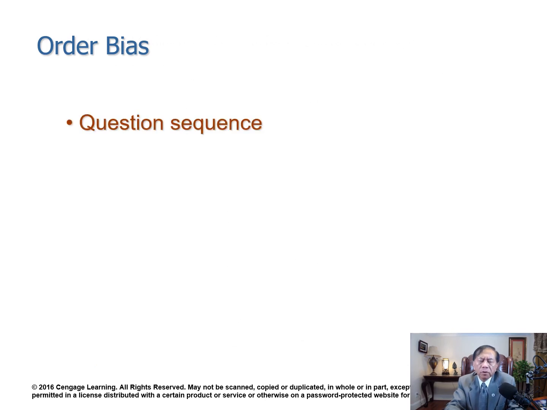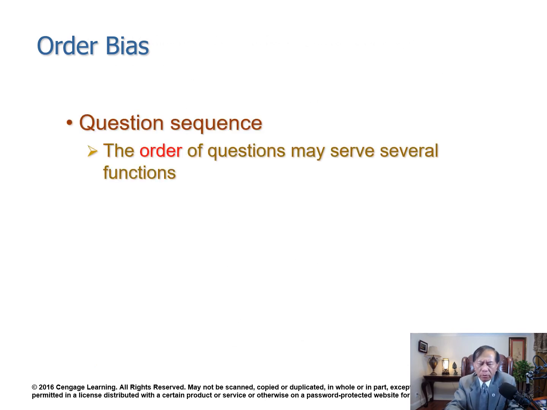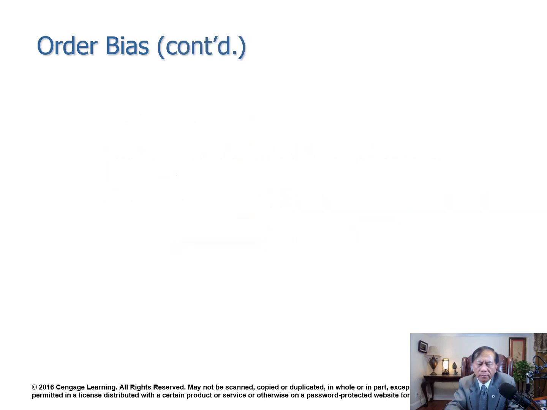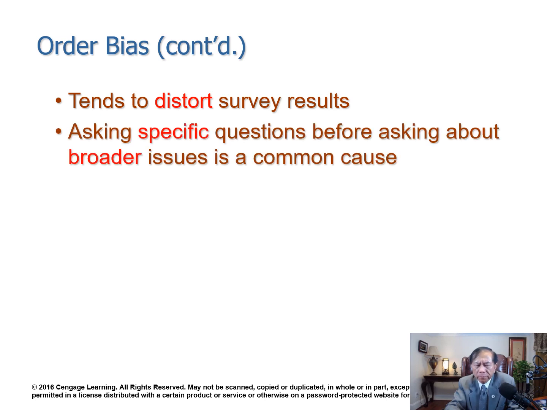Order bias. What's order bias? Question sequence: the order of questions may serve several functions. Order bias can result from an alternative answer's position in a set of answers or from the sequence of questions. Order bias tends to distort survey results, so you should pay attention to that.